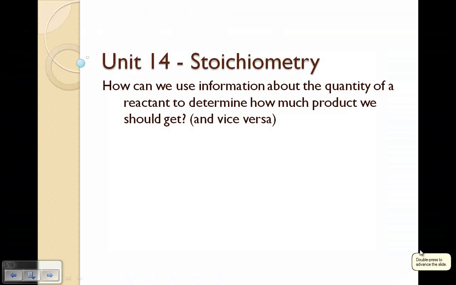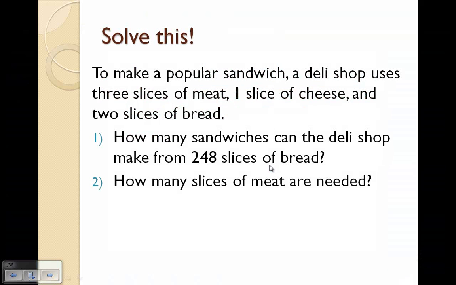Okay, this is a new unit called Stoichiometry, and it's all about using information about how much of a reactant you have to figure out how much product you should get, or vice versa. If I need so much product, how much reactant do I need? This gets to specifics, things that people can actually measure. Okay. All right, so here we have an example.